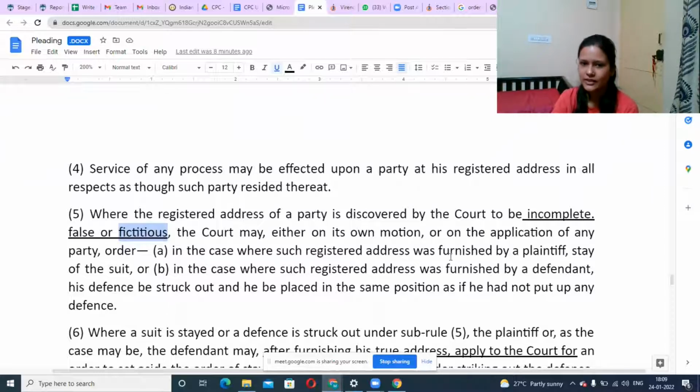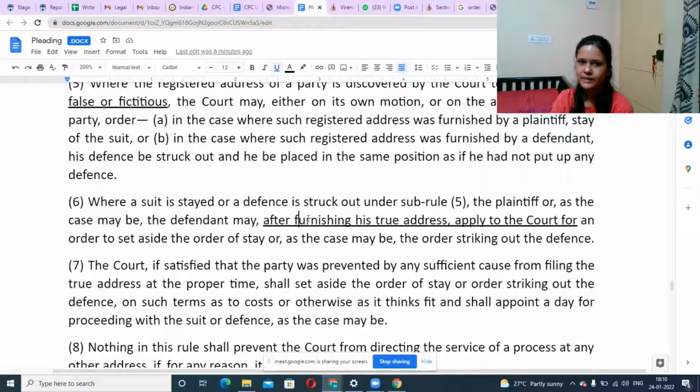In case the registered address was furnished by the plaintiff who is filing the case, and he has provided a fake, incomplete or false address, the court may say that we are putting a stay on this suit. The suit would not proceed unless you provide a proper, complete address to the court. Or if it was the defendant, the court would say that whatever defenses you have provided would be struck out unless you provide the proper address. So the proper address may be provided by the plaintiff or the defendant, and after furnishing it, they can ask the court to remove the stay or accept the defenses.